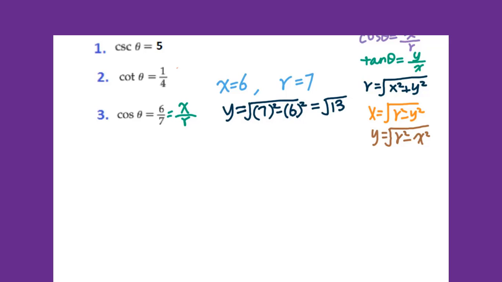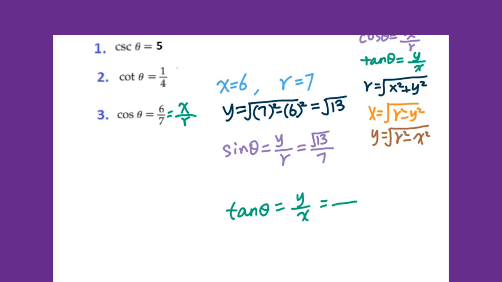Square root of 13 is a simplified radical. Therefore, I can get another two major trig functions, that's sine theta equals y over r. That means square root of 13 over 7. Then for tangent theta equals y over x, that's square root of 13 over 6.